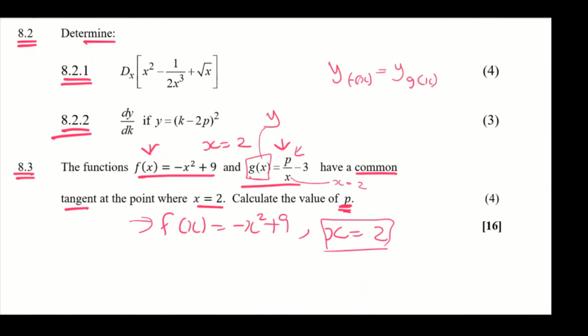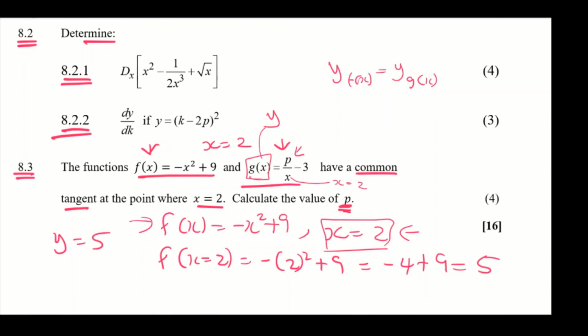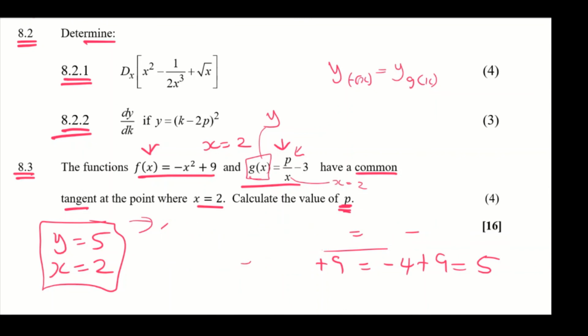Cool. So let's substitute this x is equal to 2 inside the f of x, right? We're going to substitute 2, so it's going to be minus 2 squared plus 9, which is equal to minus 4 plus 9 being equal to 5, right? So our y value is equal to 5, and our x value is equal to 2. So now having these, we are going to find the value of p, right? Using the equation of g of x.